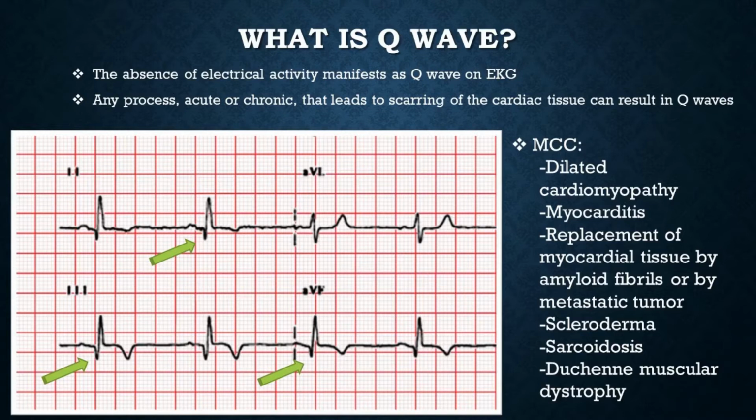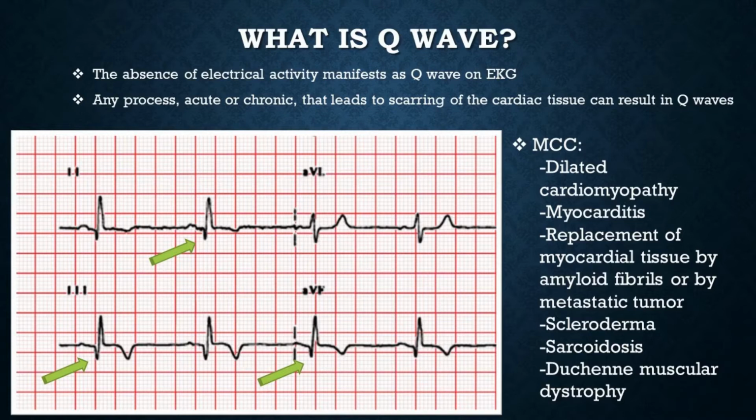For example, dilated cardiomyopathy, myocarditis, scleroderma, sarcoidosis, Duchenne muscular dystrophy, which by the way mimics posterolateral infarct, and others. Transient Q waves can also occur with myocardial ischemia, without infarction, and with certain metabolic disturbances such as hyperkalemia, as well as with the stress-induced Takotsubo cardiomyopathy.